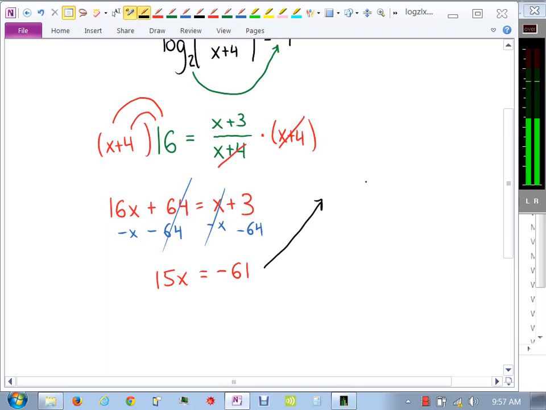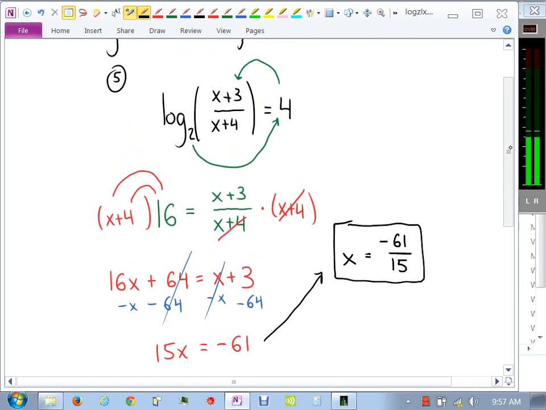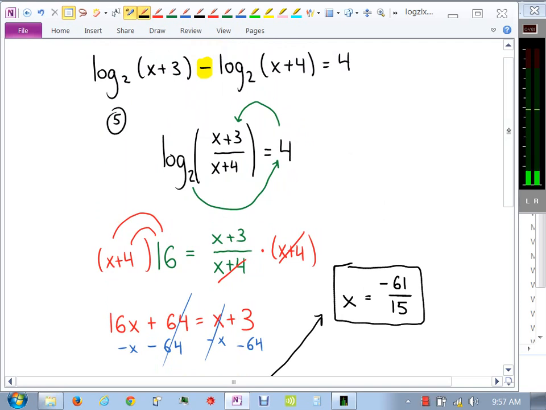Okay, what's our answer here? X is negative 61 over 15, whatever that is. You can get it as a decimal or you can leave it as a fraction. Doesn't matter to me. I'm just going to box it. Okay, now, technically, again, I want to point this out. Technically, let's see if this answer would actually work.